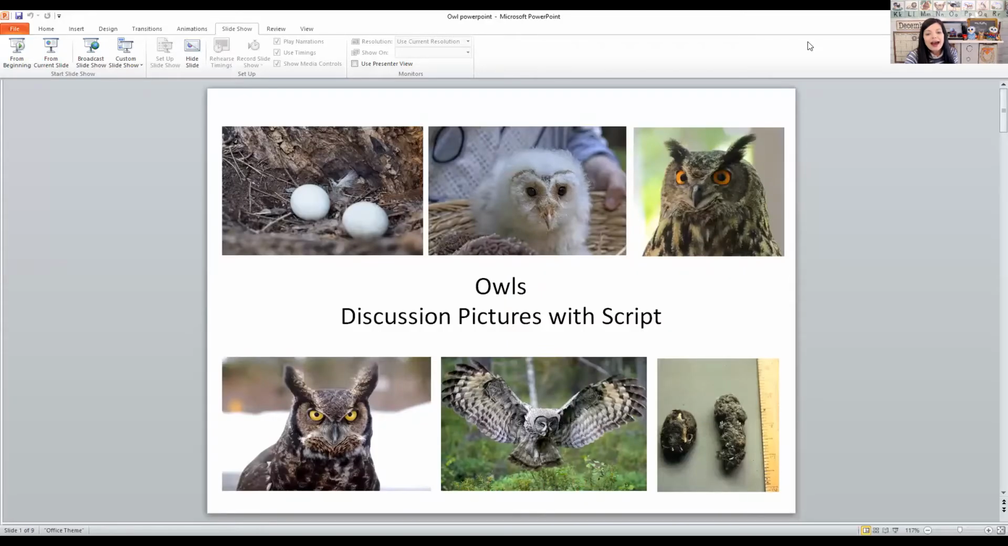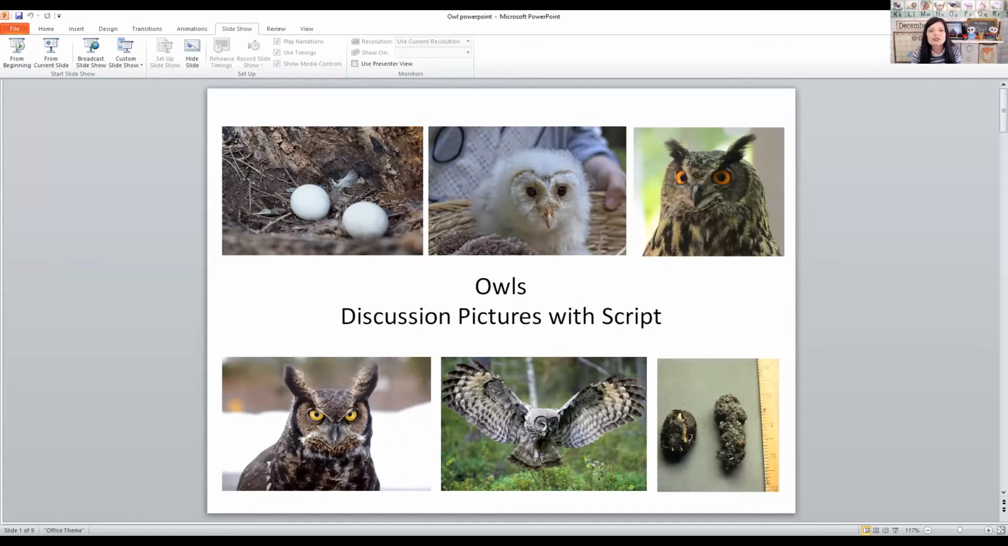Take a look at these pictures. Wow, did you know that owls lay eggs just like all birds do? This is a baby owl. A baby owl is called an owlet. This is a grown-up owl. Owls have big eyes that can see in the dark. They have a sharp beak for tearing food.